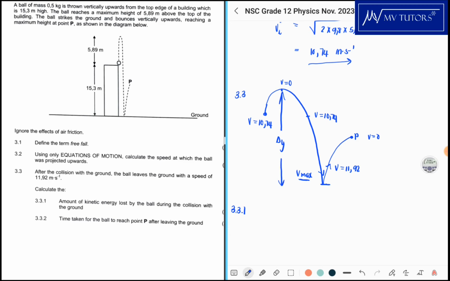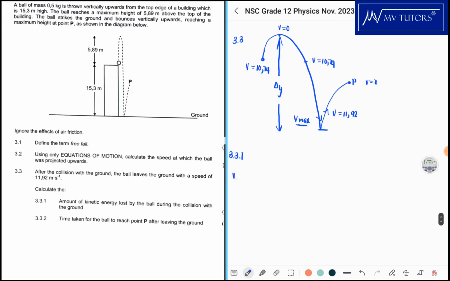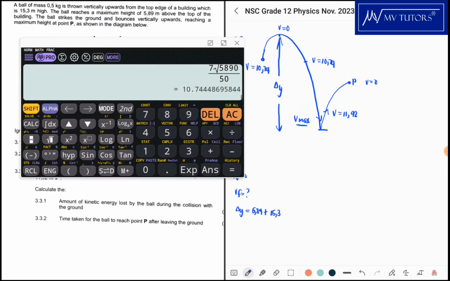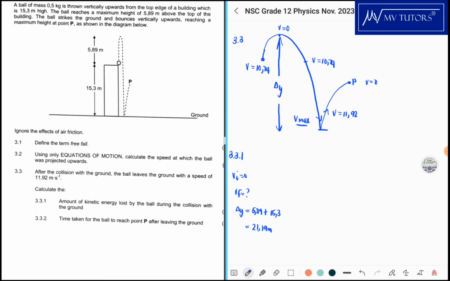Okay, so let me just write all the information that I know. I know initial velocity is 0. I know I'm looking for my final velocity. And my delta y in this case is 5,89 plus 15,3. So what is 5,89 plus 15,3? Oh, why am I saying multiply? My goodness, plus. So that's 21,19 meters. Okay, but now everything is going down.